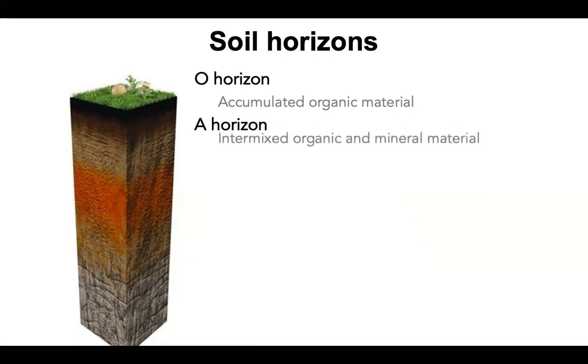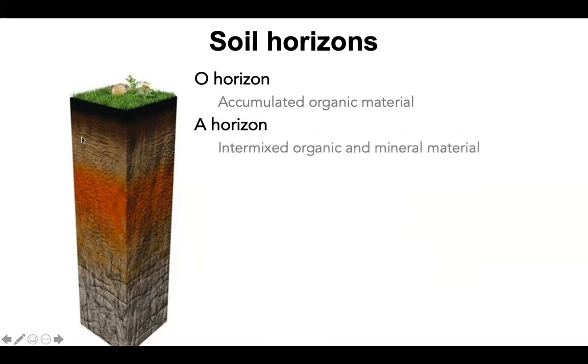Now, an A horizon is that well-mixed organic and mineral material, and it makes the A horizon here darker because that organic matter is mixed in with the mineral, but it's not the darkest, like the O horizon here.